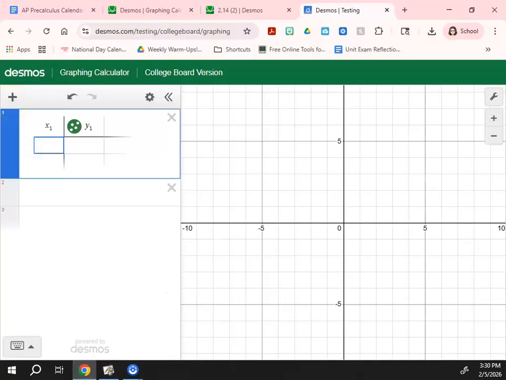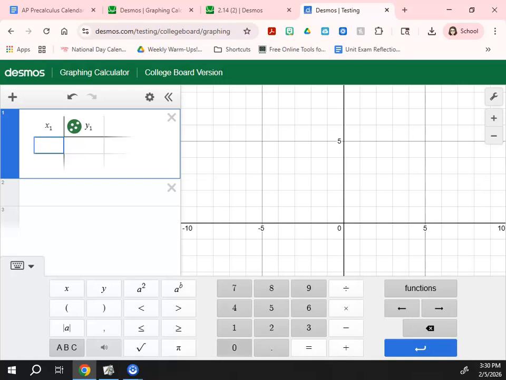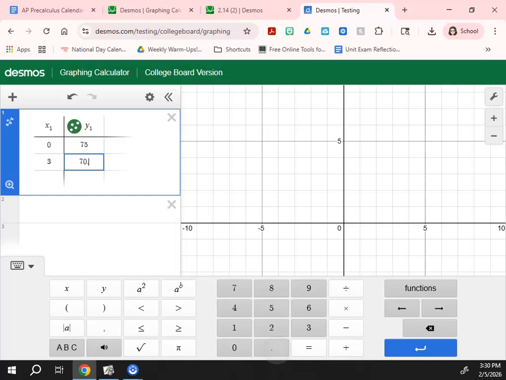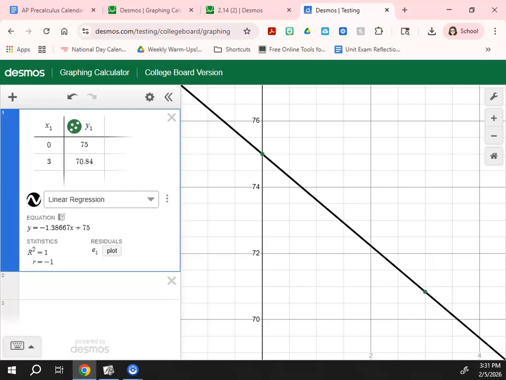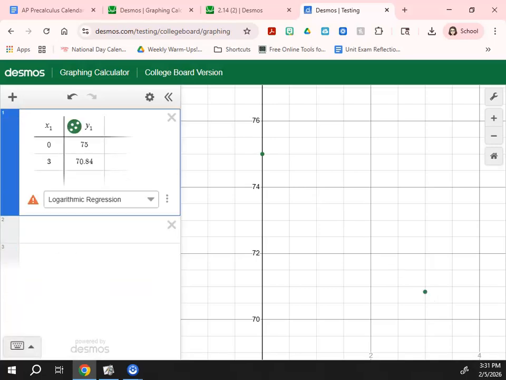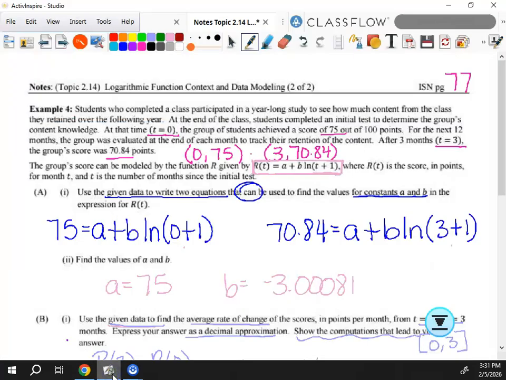So I'm going to create my table and have 0 and 3 and 75 and 70.84. Then when I zoom and do my regression, I don't want linear, I want logarithmic. We had a problem, right? Our problem is that we can only take the log of a positive number, and the only regression for logs that Desmos will give us is a natural log of x or t, whatever it is. Remember, this is what it's supposed to look like.